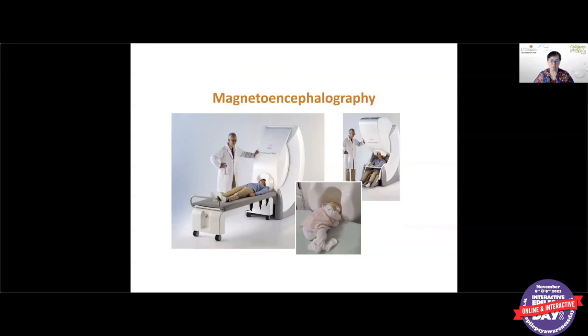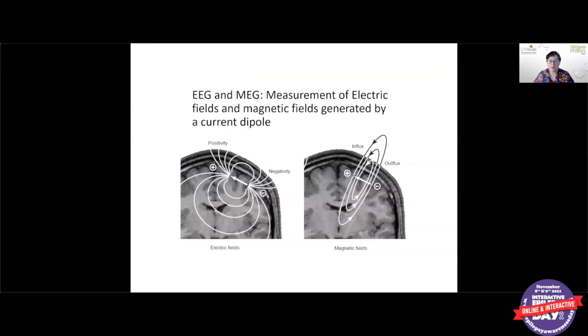This is just what the magnetoencephalography machine looks like. It can work in babies and in adults as well. And most of the time they go to sleep during the recording. This is just to show that the EEG is measuring electrical fields generated by the brain. And that's why electrodes are placed on the brain or on the skull, the scalp surface. And the MEG measures magnetic fields generated by those same brain cells.